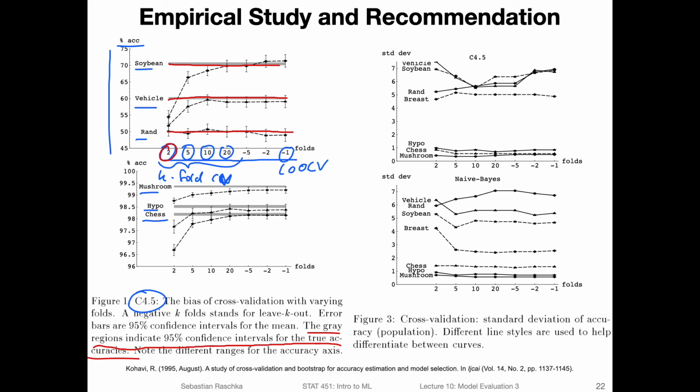Now if you take a look at the 2-fold case here, you can see that this one is pretty far away from this one, and correspondingly I think this one corresponds to this one. And is there another one below there? Yeah, here. So this one is good. But for these two, for soybean and vehicle, but also for mushroom, there are quite substantial differences compared to the true accuracy. So here we have this negative or pessimistic bias.